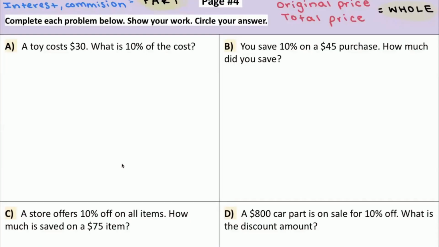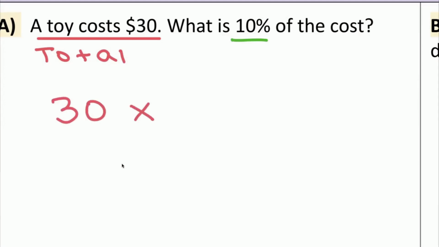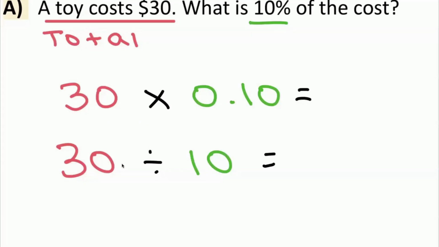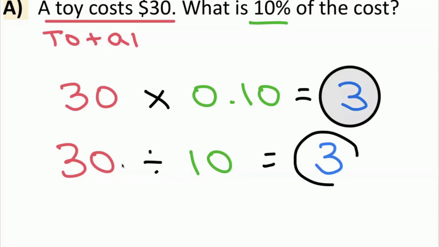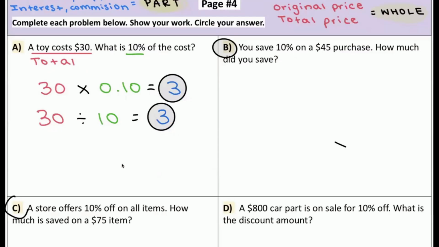In problem A, a toy costs $30. Okay, so that, and I'm just going to zoom in, that is our total price. So we know what the whole is. And if we want to figure out what 10% of that is, we can just do 30 times 0.10 or 30 divided by 10. And in both cases, 30 times 0.10 is 3, and 30 divided by 10 is 3. So we found the part in this example. Go ahead and complete problems B and C, then come back to the video to check your work.